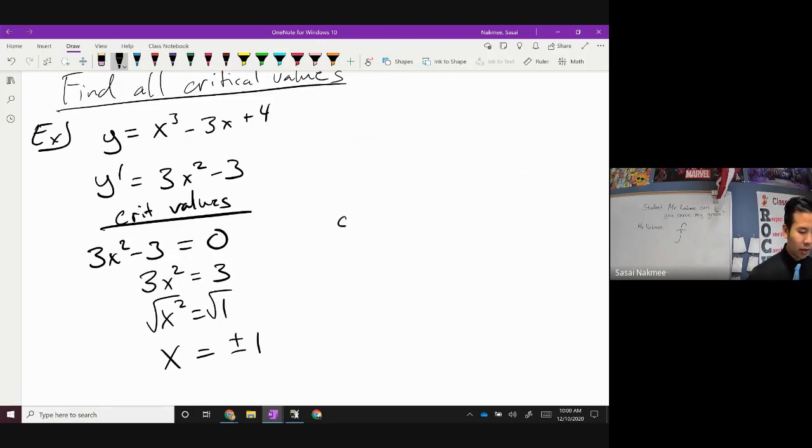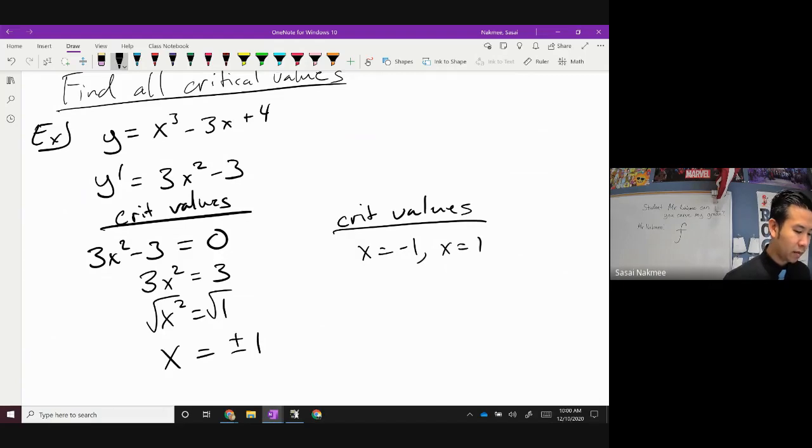So when you're looking at your critical values, you have 2 right here. Your 2 critical values occur at x equals -1 and x equals 1. And you can kind of see it when you graph this. But I'll give you guys a second to copy that down while I graph this up for you.